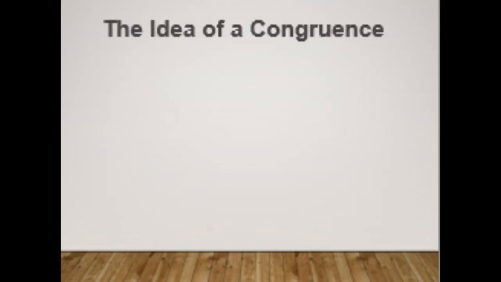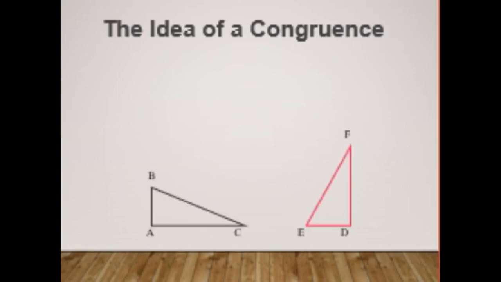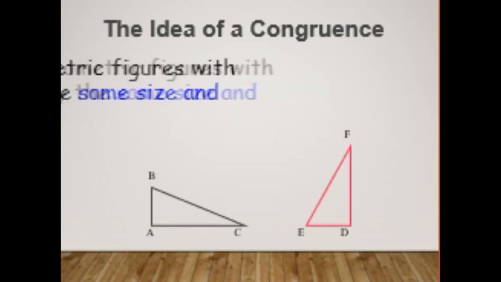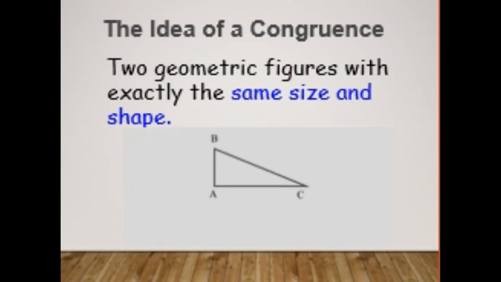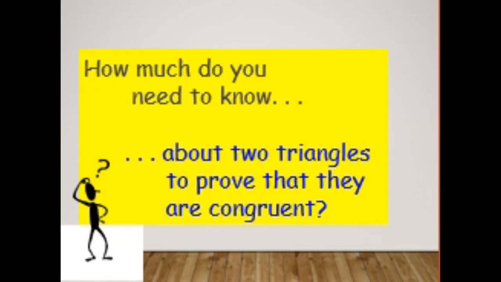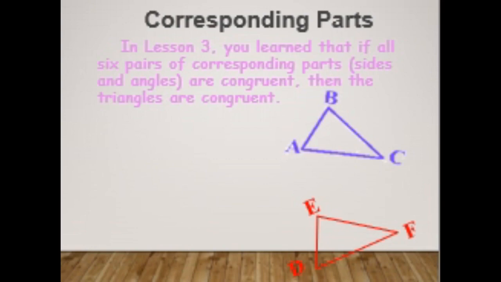So here is the idea of congruence. I have here two triangles, triangle ABC and triangle DEF. Two geometric figures with exactly the same size and shape. So how much do you need to know about two triangles to prove that they are congruent? Now let's talk about corresponding parts. In our previous lesson, you learned that if all six pairs of corresponding parts, the sides and angles, are congruent, then the triangles are congruent.